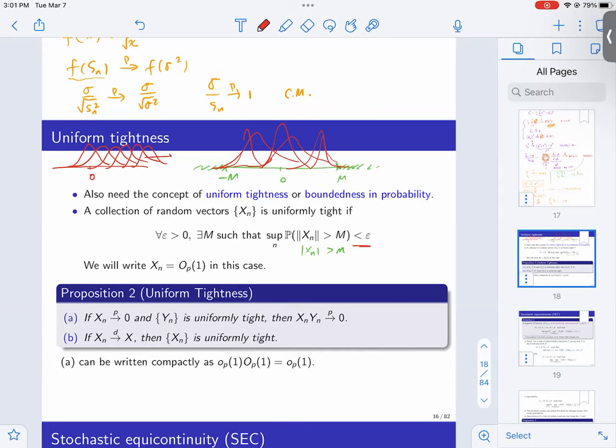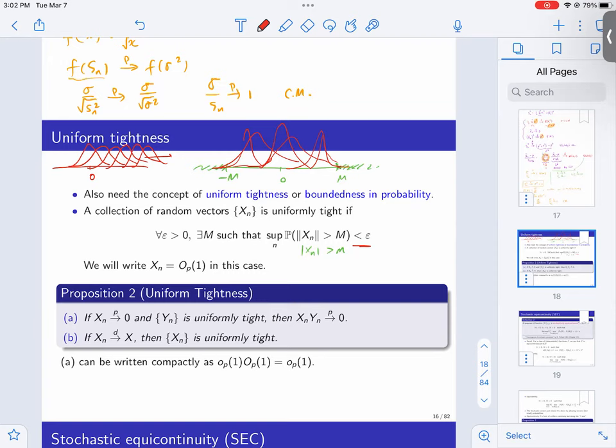For all intents and purposes, you can think of these sequences of random variables as bounded, right? Bounded sequences versus sequences that converge. Xn is OP of one. Like you write big O of one to denote a sequence that's uniformly bounded, the usual boundedness. So you put the OP here.